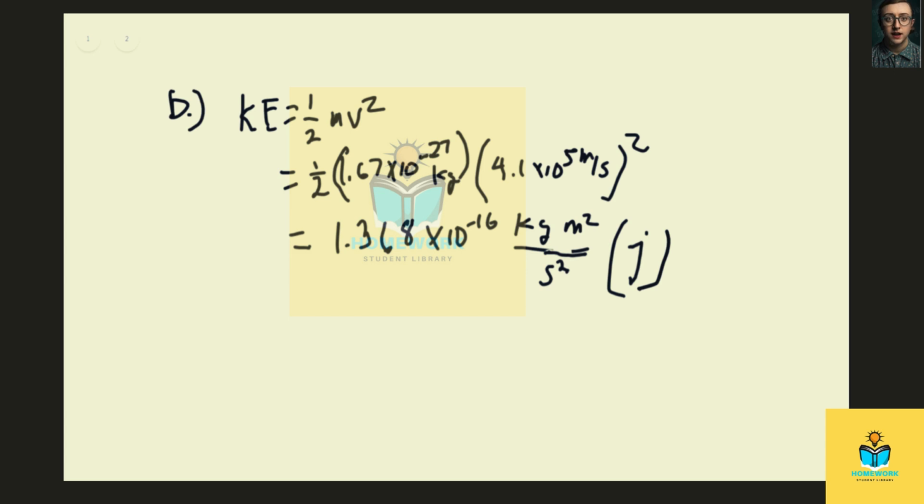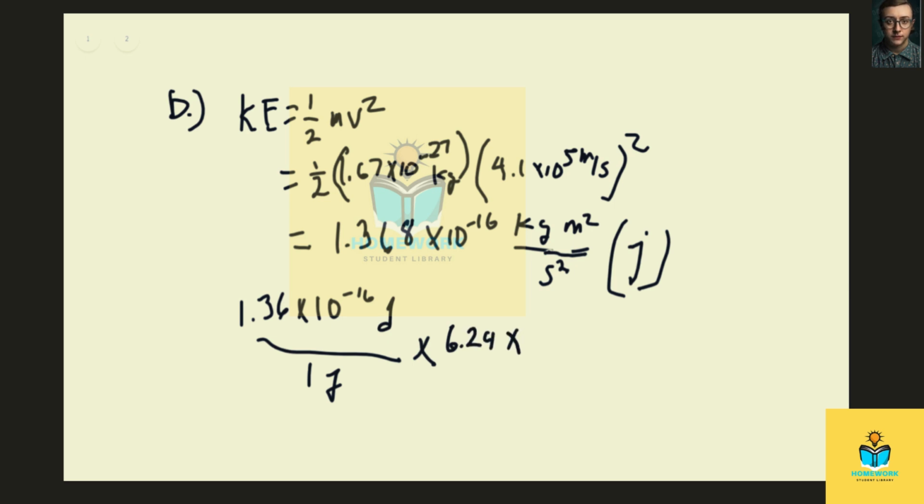Okay. Now we want this in electron volts. So if I write this number again, 1.36 times 10 to the negative 16 joules, we know that in 1 joule there is 6.24 times 10 to the 18th electron volts. And multiplying this out, we get 854 eV. And that is our answer.